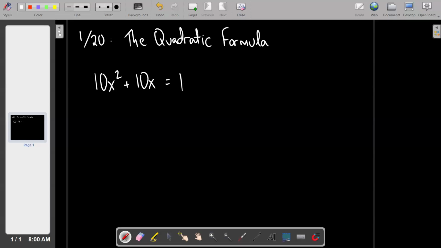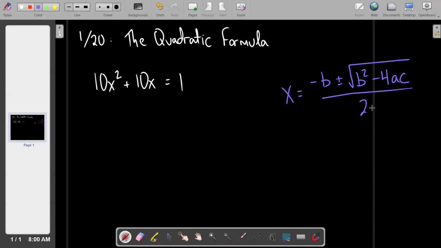But in the meantime, the quadratic formula says that when you are faced with a quadratic, all x's can be found by doing the following. You take the opposite of b, you add or subtract the square root of b squared minus 4 times a times c, and you divide it all by 2a. All right.